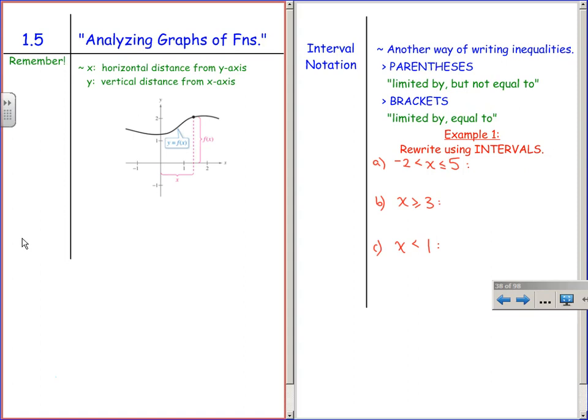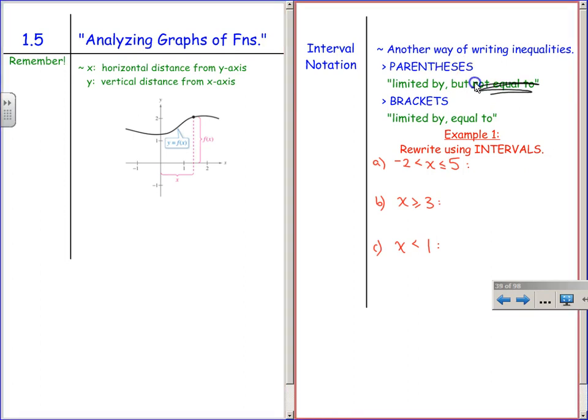Instead of using inequalities, so less than, greater than, or less than or equal to, greater than or equal to, we can use parentheses, brackets, and commas. Parenthesis is specifically talking about not equal to. Brackets are talking about equal to. And depending on whether it's on the left or the right, it talks about greater than or less than.